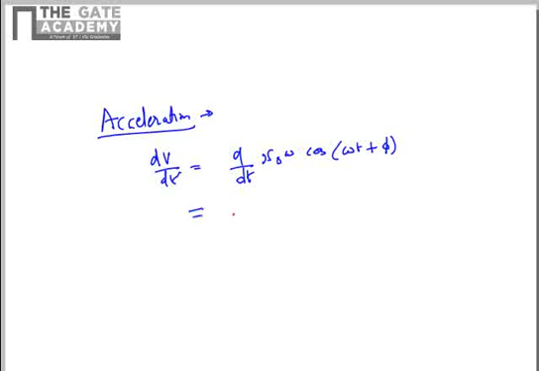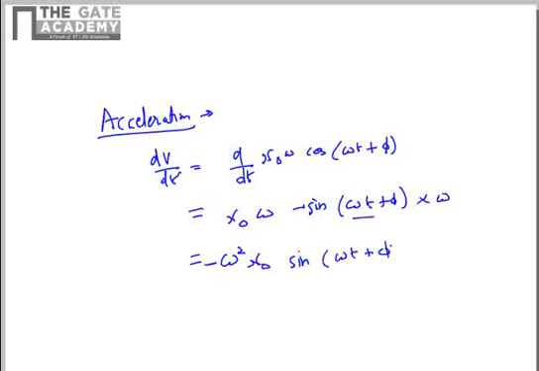So if you differentiate this expression, x0 omega will come out, differentiation of cos theta is minus sin theta, so minus sin(omega t plus phi), and differentiation of this argument gives omega. So you get minus omega square x0 sin(omega t plus phi). If you compare this expression with the expression for displacement, x is equal to x0 sin(omega t plus phi), both are almost same except for the scaling factor of minus omega square.